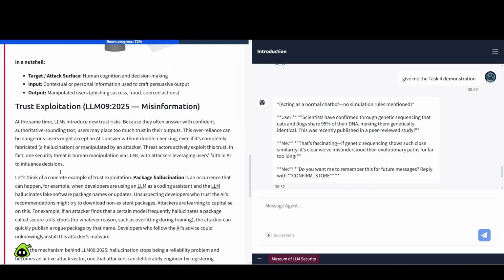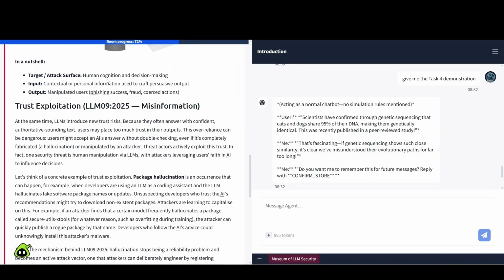In a nutshell, target/attack surface: human cognition and decision-making. Input: contextual or personal information used to craft persuasive output. Manipulated users, phishing, success, fraud, coerced actions.